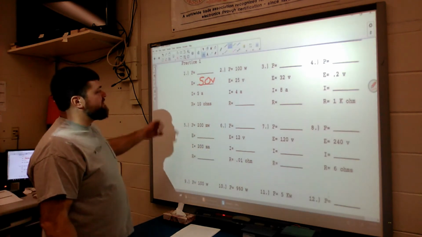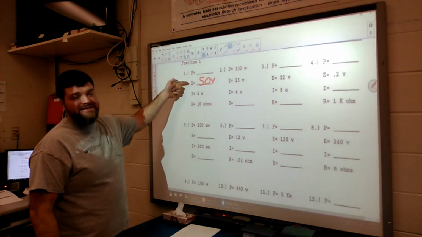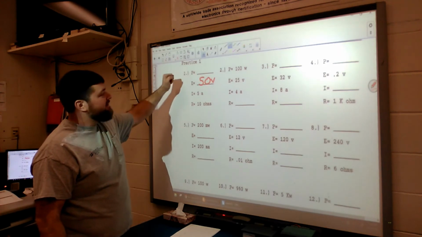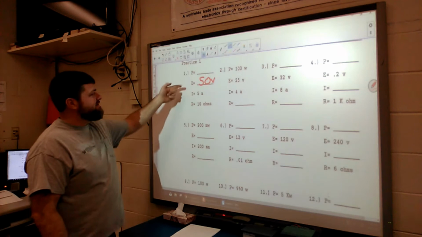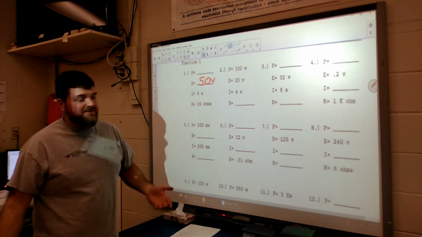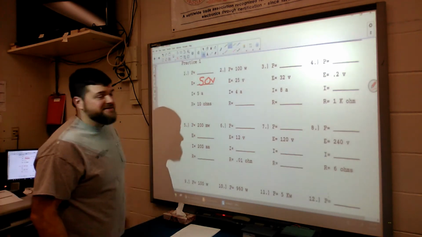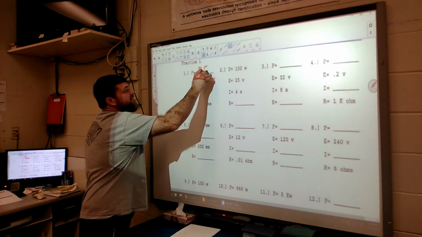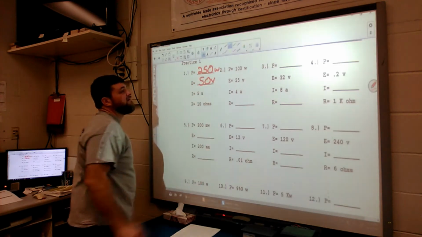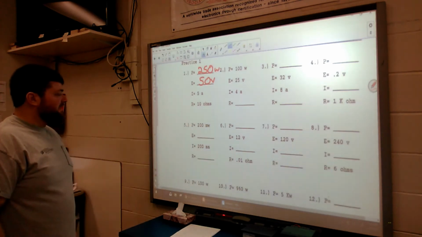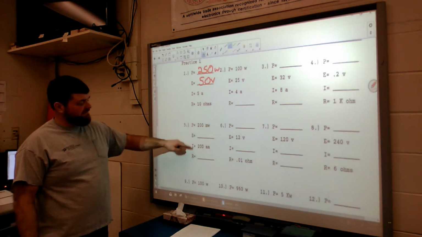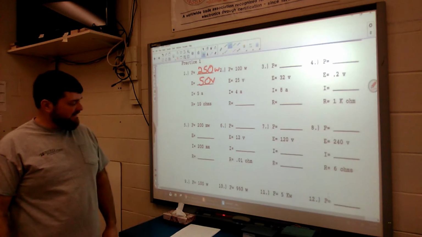Okay, so once you have your 50 volts, that's the missing piece that you need to find power. So we're trying to find power. P equals I times E. So you got 50 times 5. What's 50 times 5? 5 times 5 is 25. Put 0 on it. You got 250 watts. There are those prefix things again.